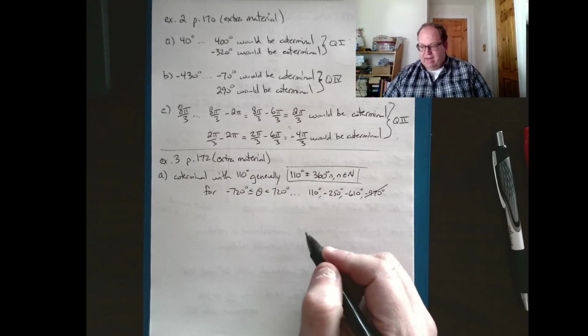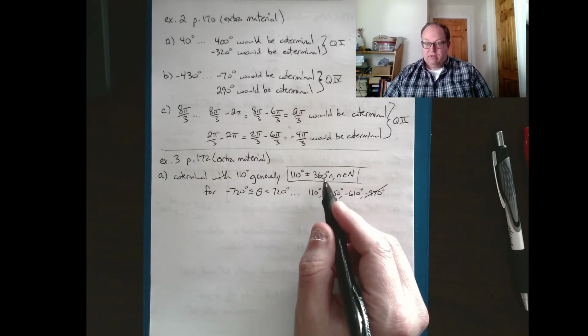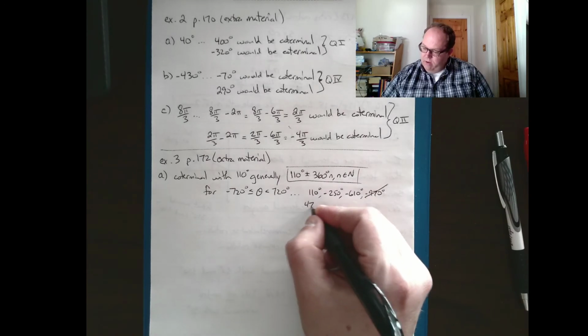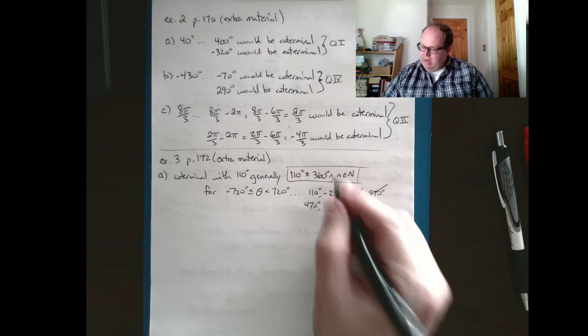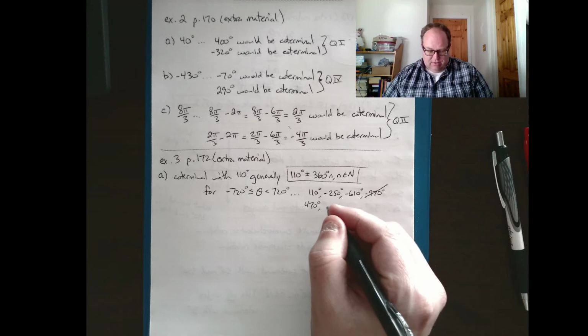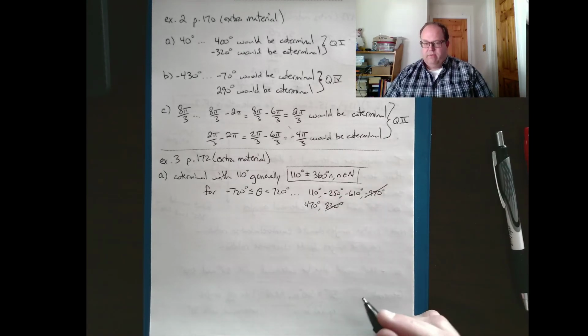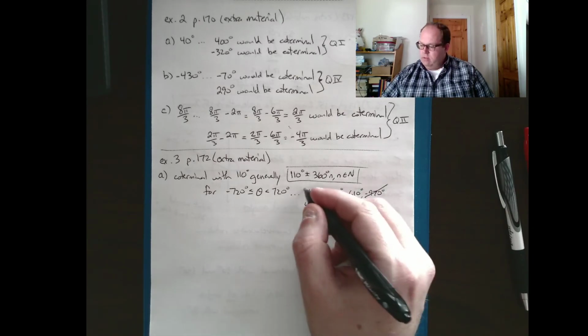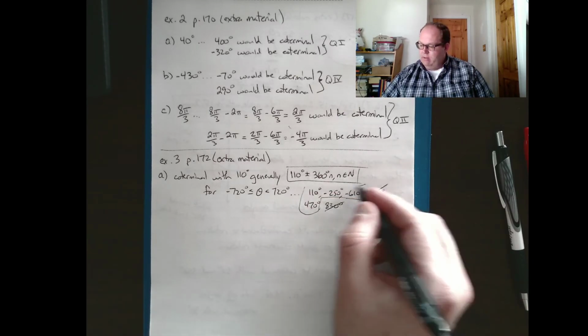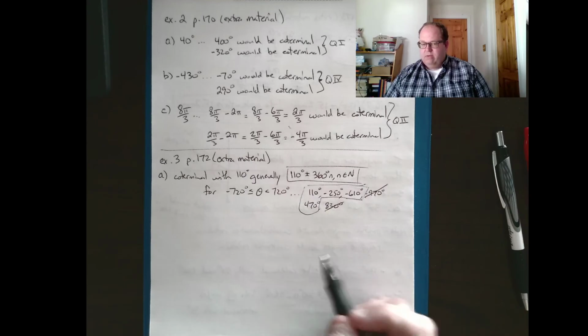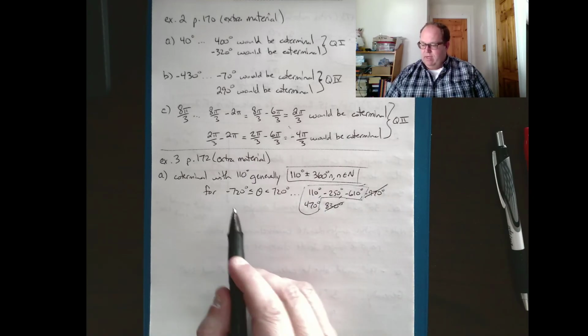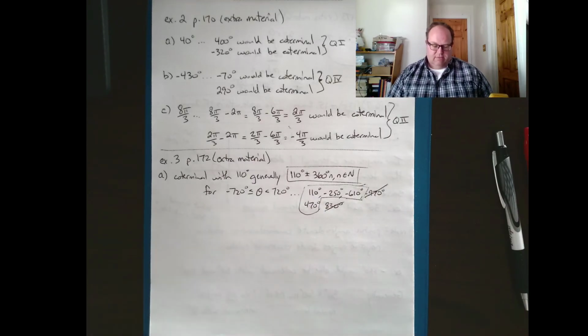And then I start adding 360s. 110 plus 360 would be 470. If I add another 360, I'd get 830, which is also too far. So these are my angles coterminal with 110 degrees that are between negative 720 and positive 720 degrees.